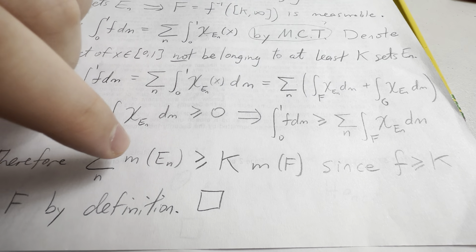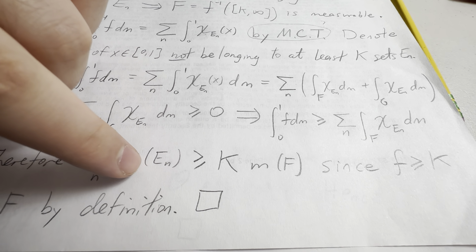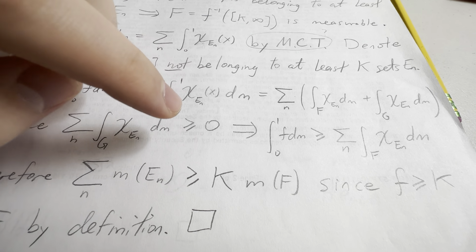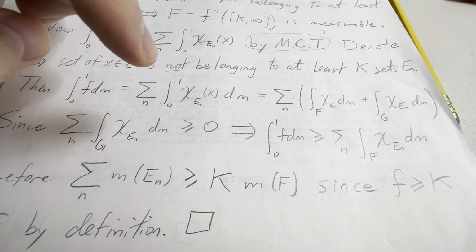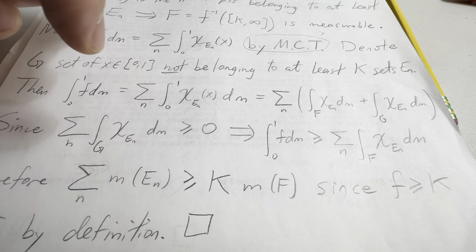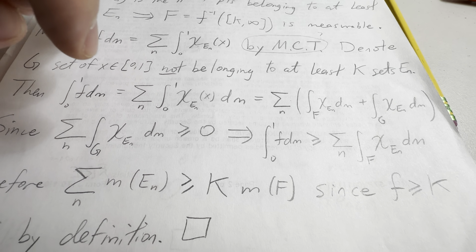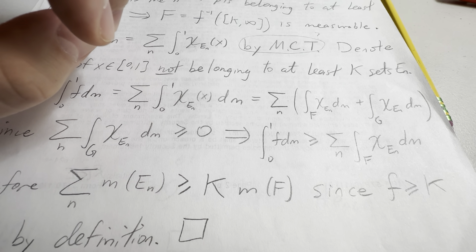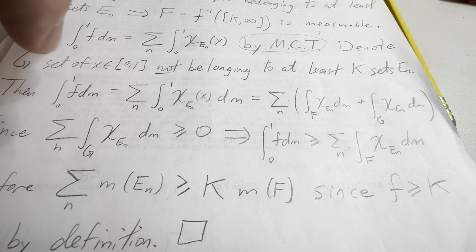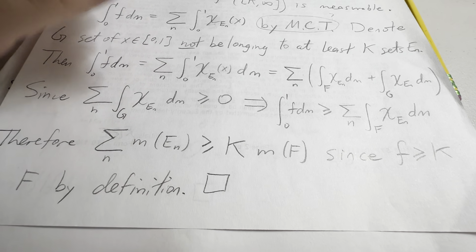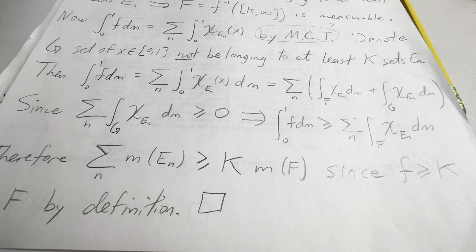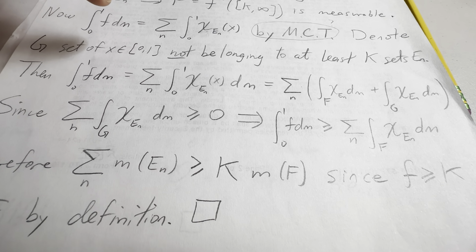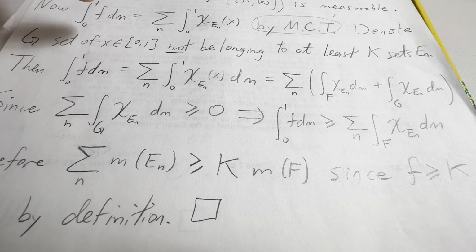So if I add the sum of the measures of En, okay, let's be careful here. This should be bounded below by k times m(F). Okay, let's see here. You know, when I went through this before recording, I understood this pretty well. And if I just take a second here, I can see why.